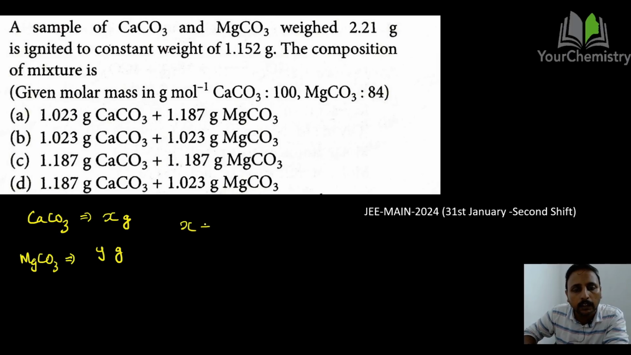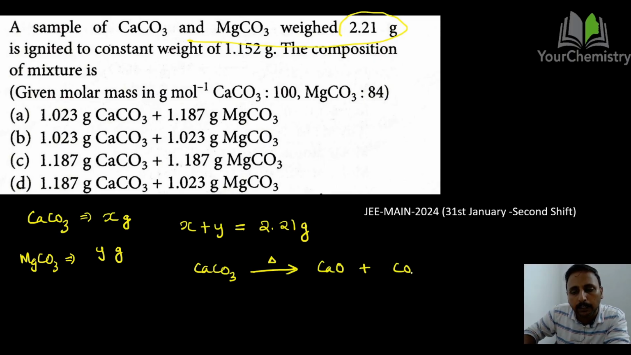So the total x plus y will be how much? Because it is calcium carbonate plus magnesium carbonate, the total weight is given as 2.21 grams. So x plus y is 2.21 grams. Now it says that this compound is ignited. Ignited means we put it into heating. So what will happen? Calcium carbonate, you know very well, when heated, this triangle symbol means heating, it will change into calcium oxide plus carbon dioxide. Carbon dioxide is a gas. So after heating, what will be left over? That will be the calcium oxide.